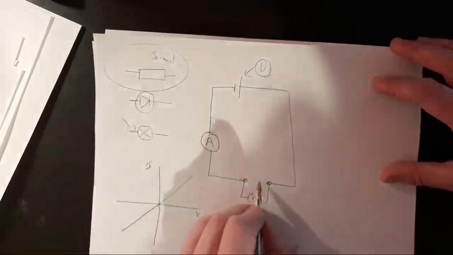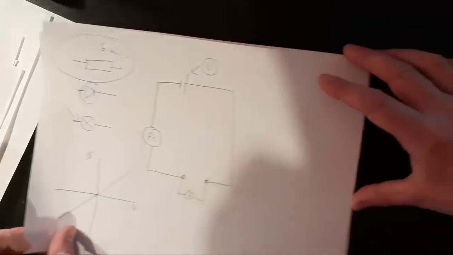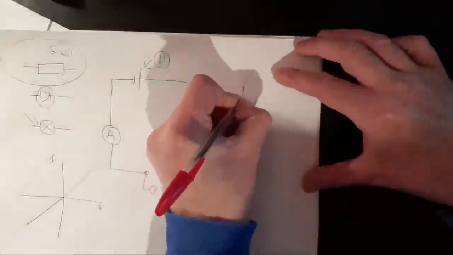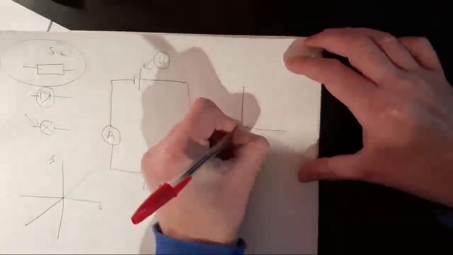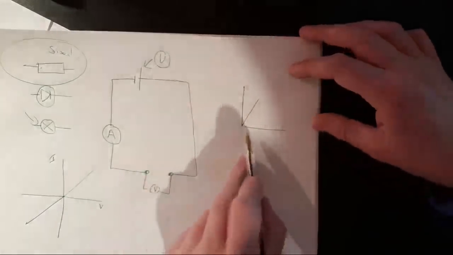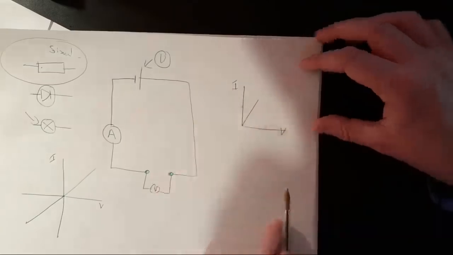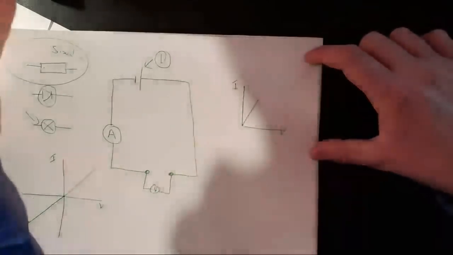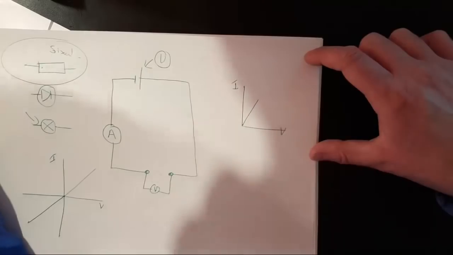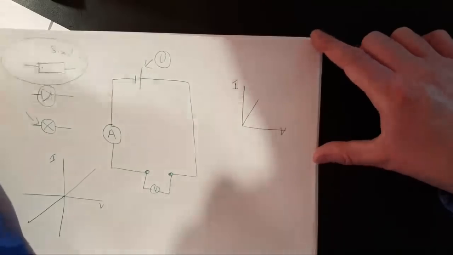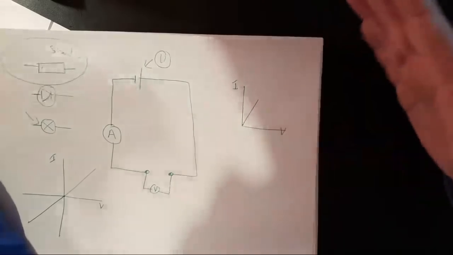Let's do the bulb. If I put a bulb in this gap, I'm going to get something different. With a bulb, it starts off obeying Ohm's law. So here's current, here's voltage. It will start off as the voltage increases, the current proportionally increasing. But what happens to a bulb as it gets brighter, or shortly after you've turned it on? It starts to get hotter.